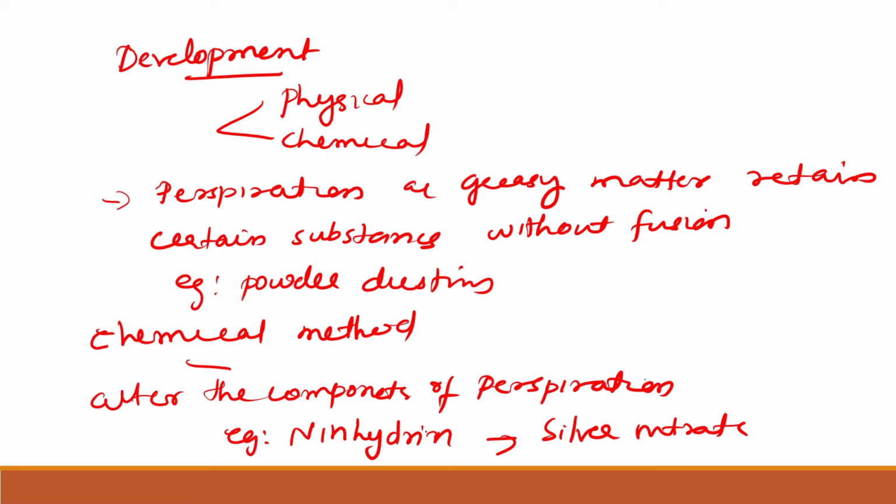If we apply ninhydrin or silver nitrate to the particular fingerprint which we are suspecting, the components of the perspiration of that print will react with the ninhydrin and give a color change. With that color change, we can identify the fingerprints using the chemical method.